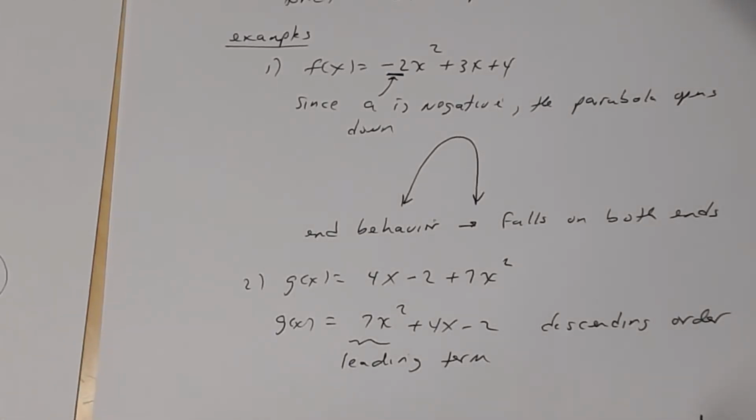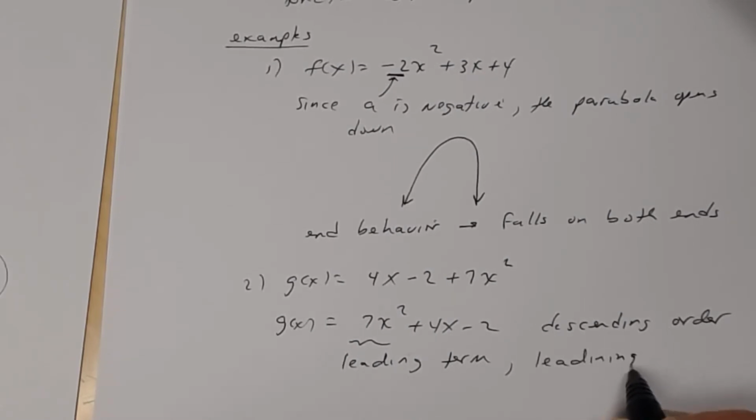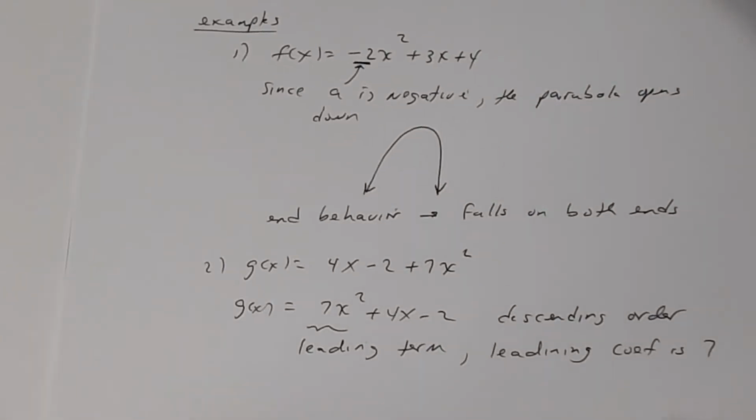Your leading term is the term with the largest degree. So that's the term that has degree 2. Remember, this has degree 1, and this constant has degree 0. Now this leading term, the leading coefficient, is 7. So a here is 7.